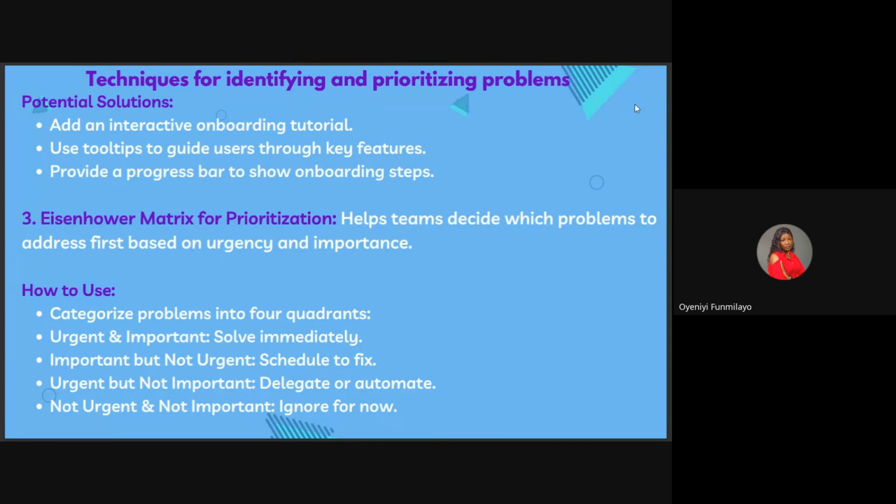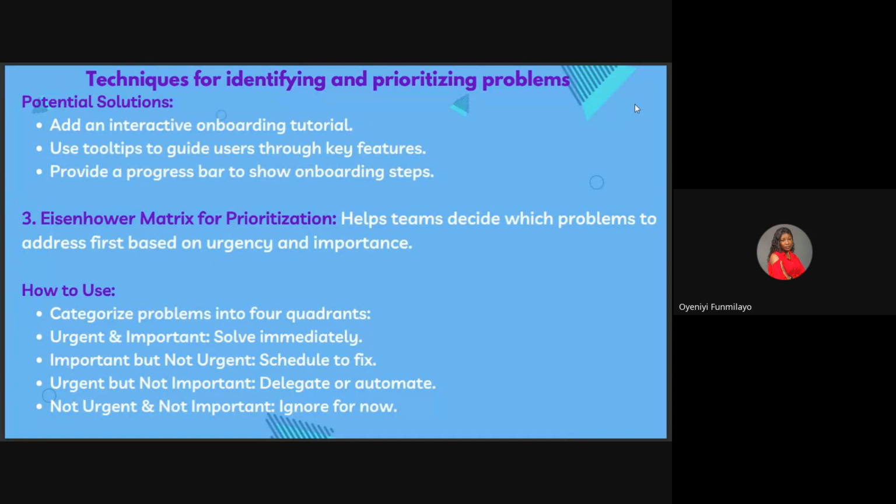So this is how to use it. Categorize problems into 4 quadrants. The first one is urgent and important. That means you are solving it immediately. Important but not urgent: you schedule to fix it. That's you pick a particular day or a particular duration of time to do that.